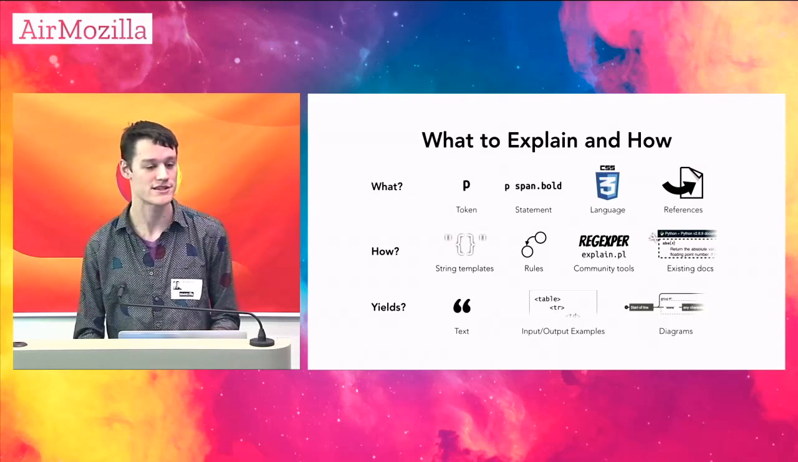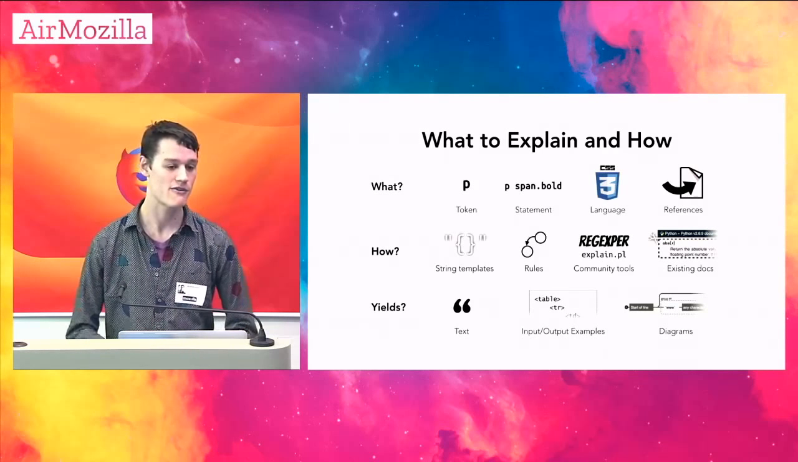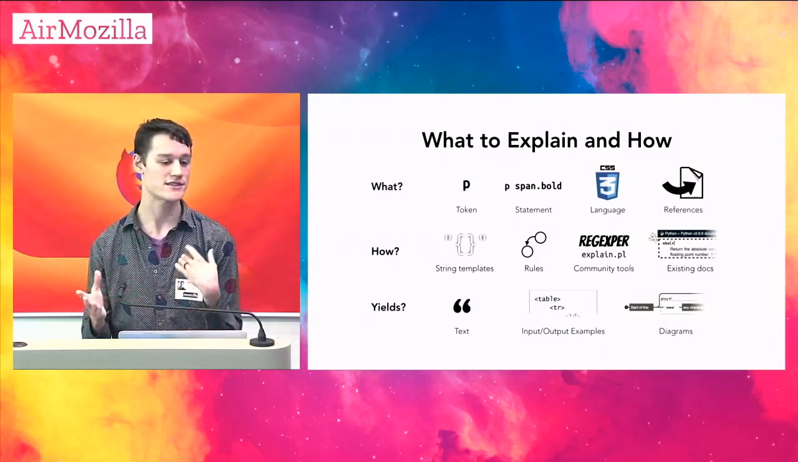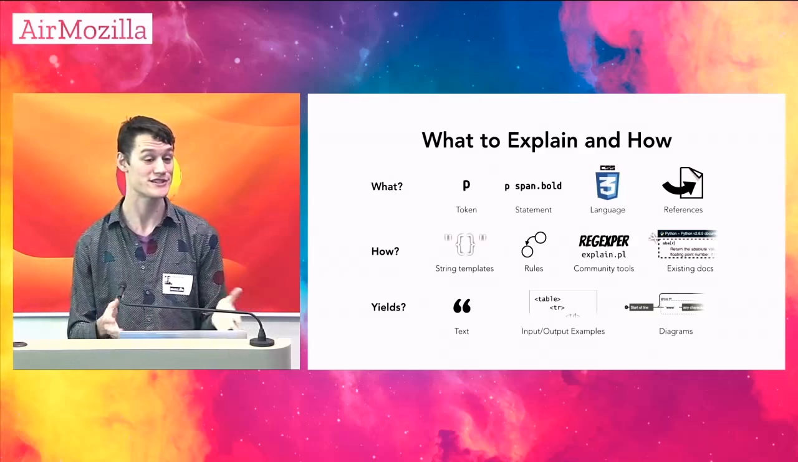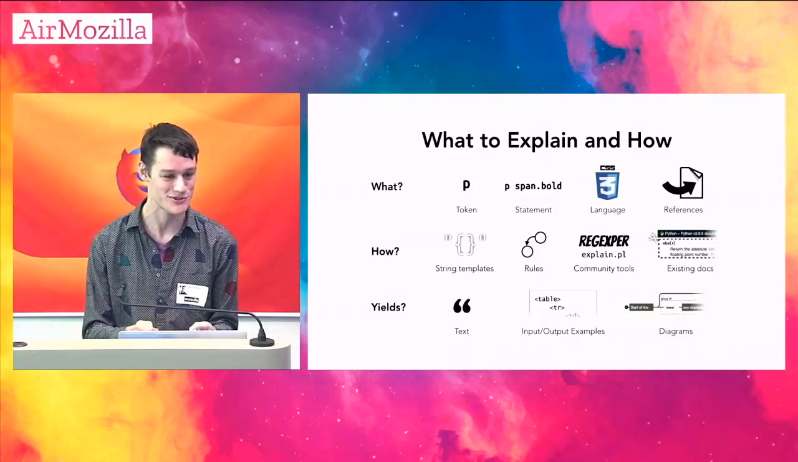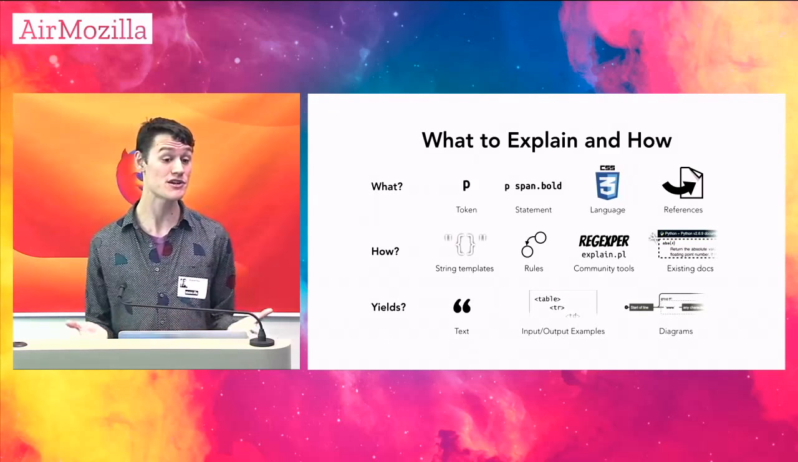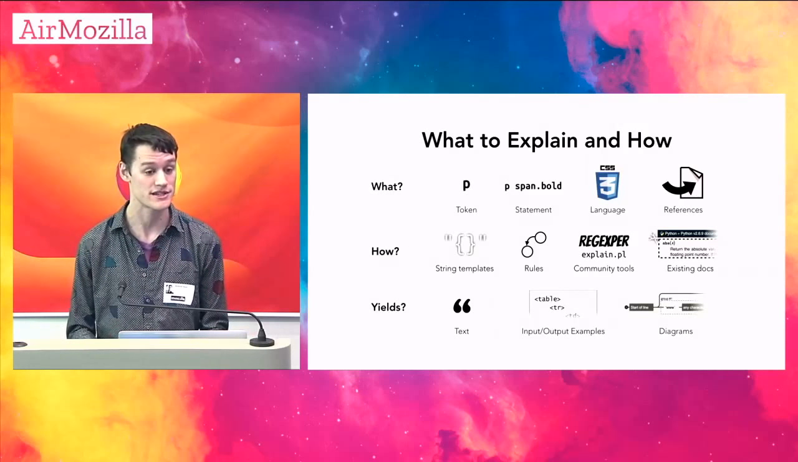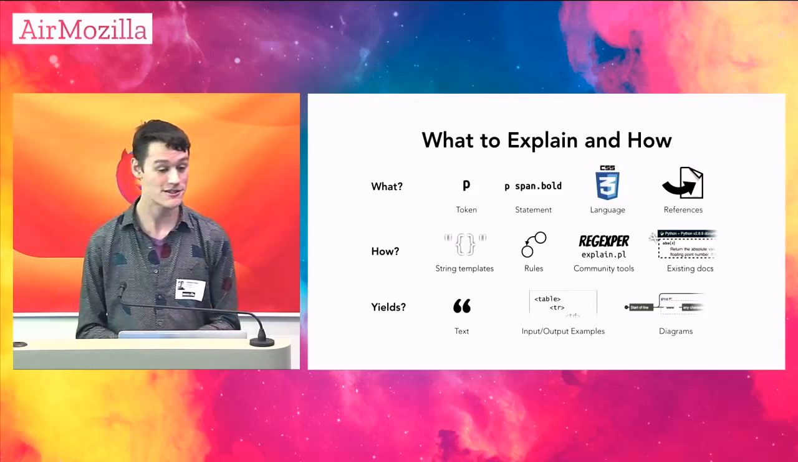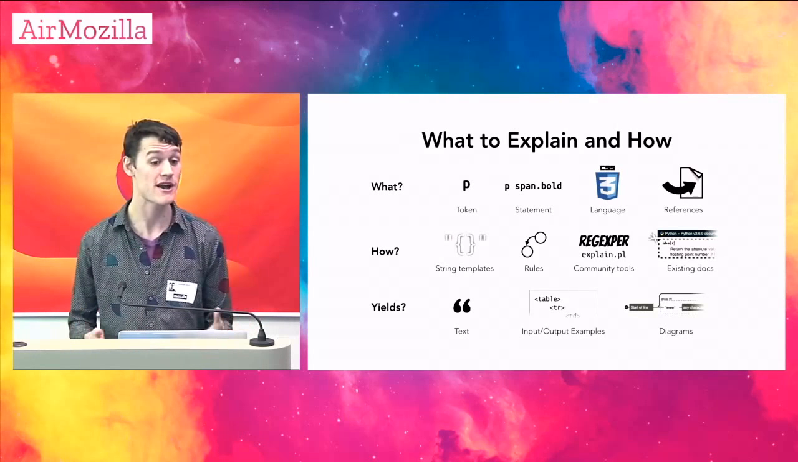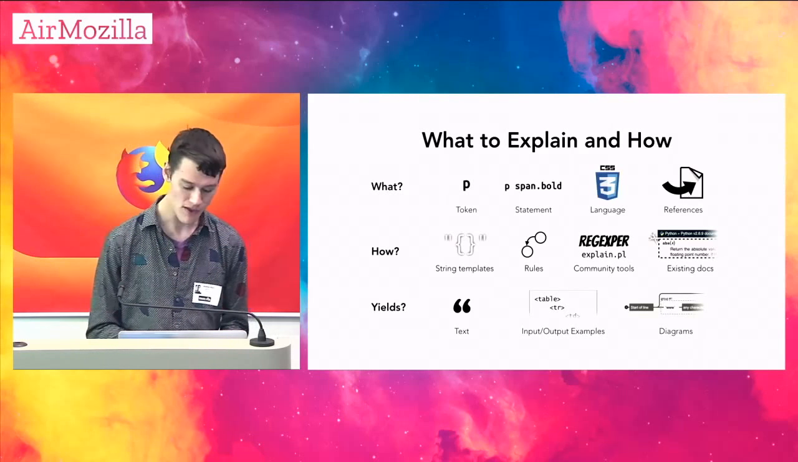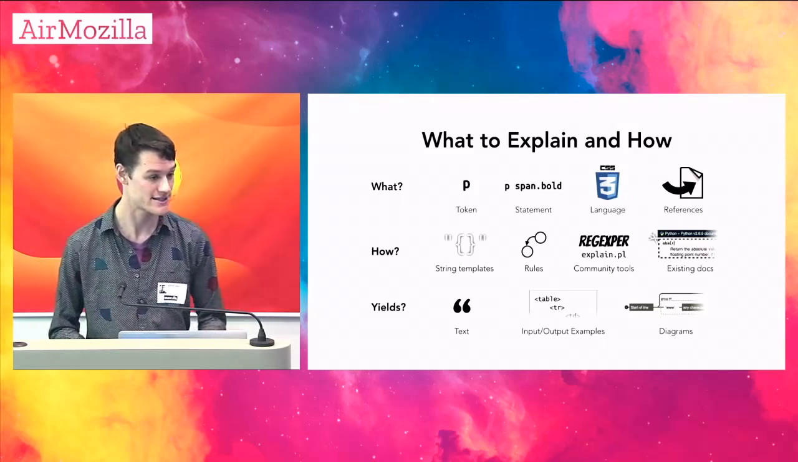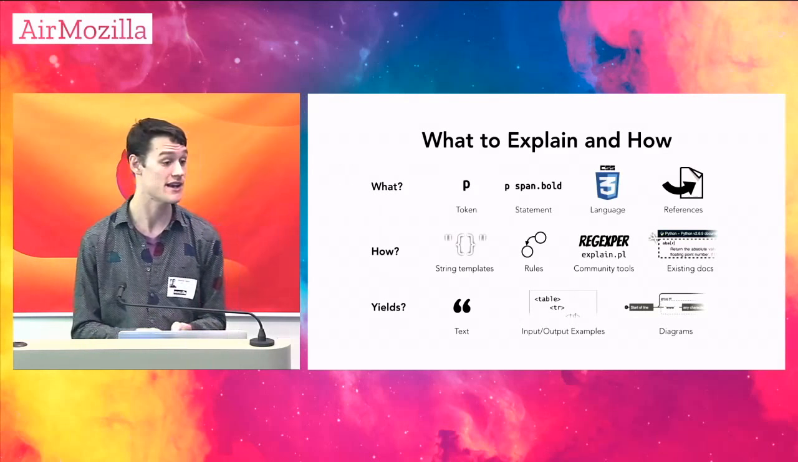We can make string templates that describe common usage of these commands and these CSS selectors and regular expressions. We can use these rule-based approaches to build up these natural language sentences from scratch. We can leverage community tools because a lot of the time communities have already made these tools for understanding these hard-to-understand languages. We can take snippets out of existing documentation. We can render this ultimately as text, input-output examples, and diagrams.